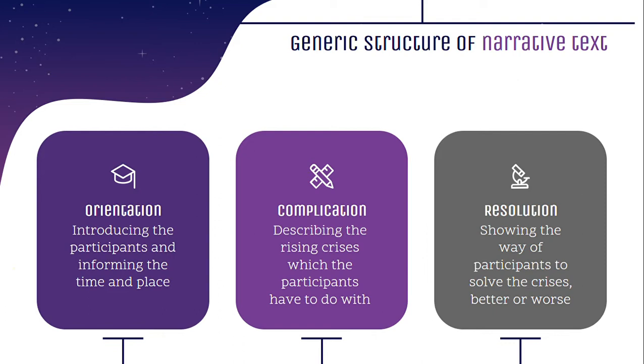Sometimes the generic structure of narrative text can consist of orientation, complication, evaluation, resolution, and reorientation. Even though evaluation and reorientation are optional, like they can be added or not. Evaluation contains controlling and evaluating a love adventure or conflict, while the reorientation talks about the conclusion of the end of the story.